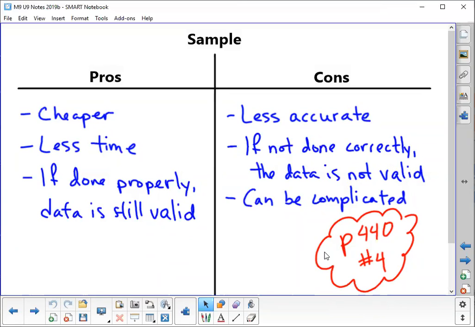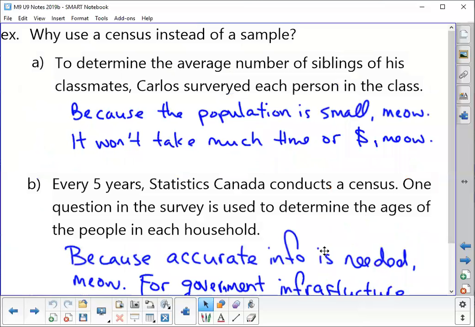So here's another practice question you can attempt, page 440, number 4. So why use a census instead of a sample? Well, to determine the average number of siblings in his class, of his classmates, Carlos surveyed each person in the class.